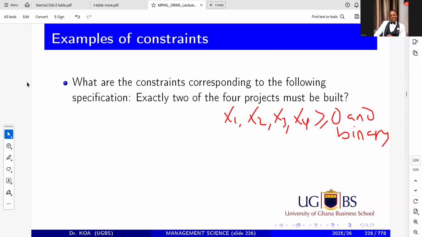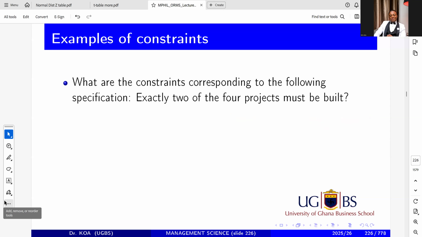How would you formulate this constraint? Exactly 2 of the projects must be built. Exactly 2. Exactly 2 of the projects must be built. How will you write that? Philippa.